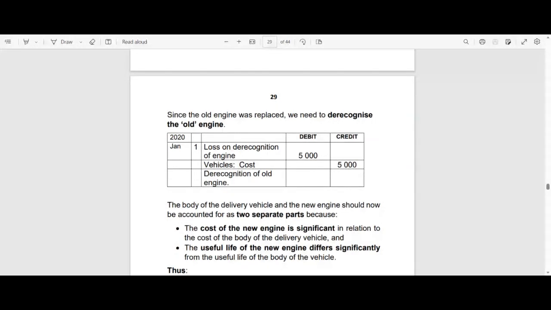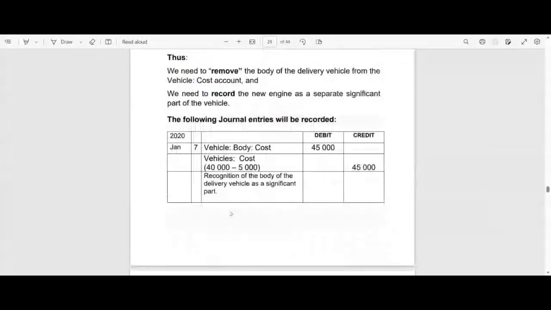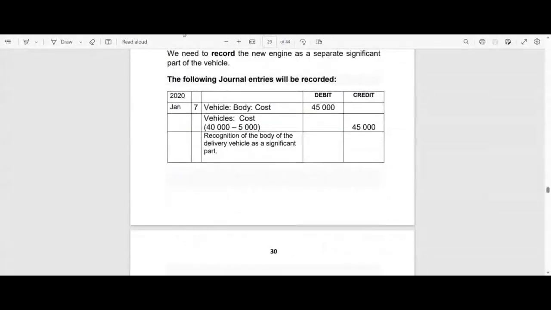So in that vehicle cost, remember, what are we doing now? We are basically separating each component because it's now regarded as a significant part. So therefore, it should have read as 50 minus the 5, giving us the 45. So from the vehicle cost, we now remove the 45,000 and we show the vehicle body cost of 5,000. Thank you. Sorry to interject.